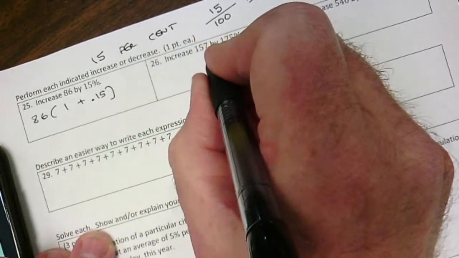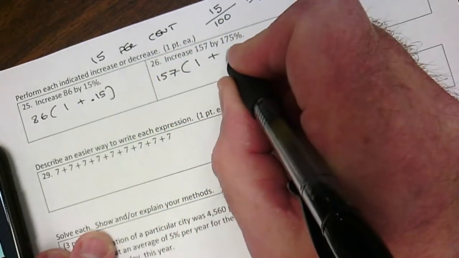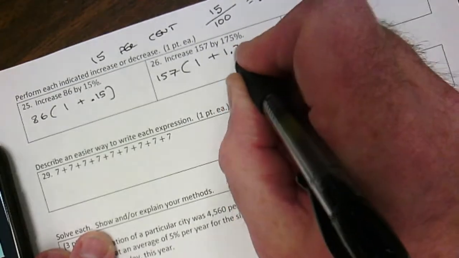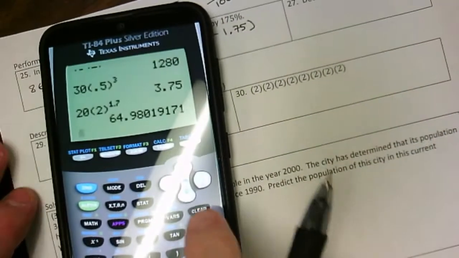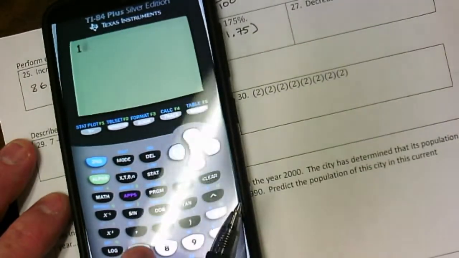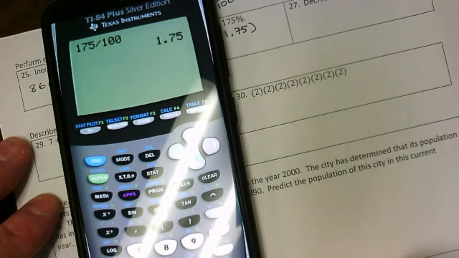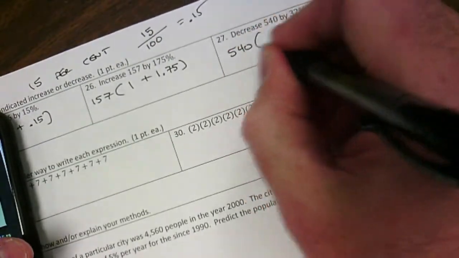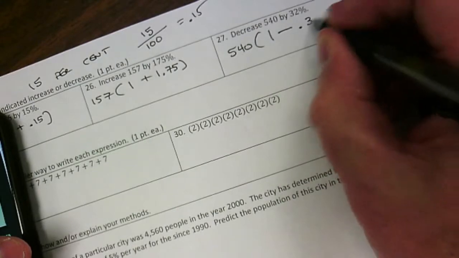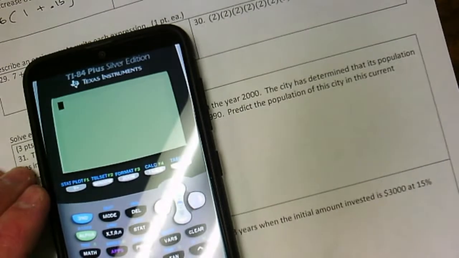Start with 157 and increase it by 175%. So here we go. 157 increased by 175%. That's what that looks like. Right? Just watch. 175% is 1.75. Decrease 540. 540 decreased by 32%. So I'm just going to type all these into the calculator here.